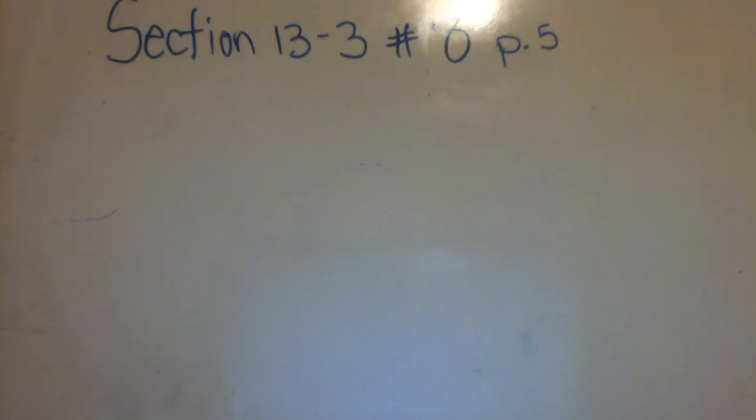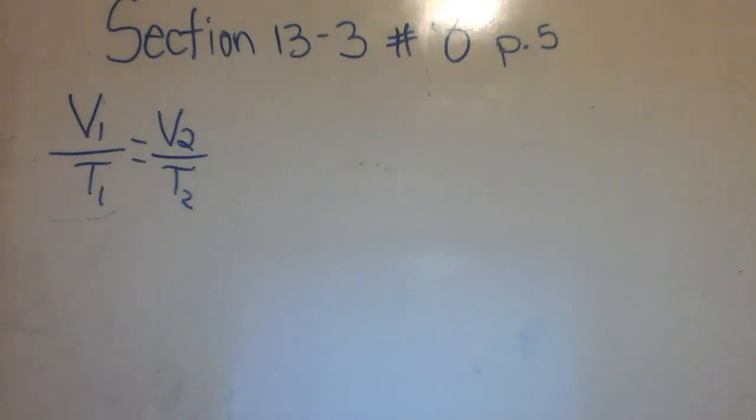This question is from section 13.3, number 8, on page 5 of your homework sheets. The question reads, what will be the volume of a gas sample at 309 Kelvin if its volume at 215 Kelvin is 3.42 liters? Assume that the pressure is constant. Again, we'll use Charles's law equation because the information we're given has to do with temperature and volume.